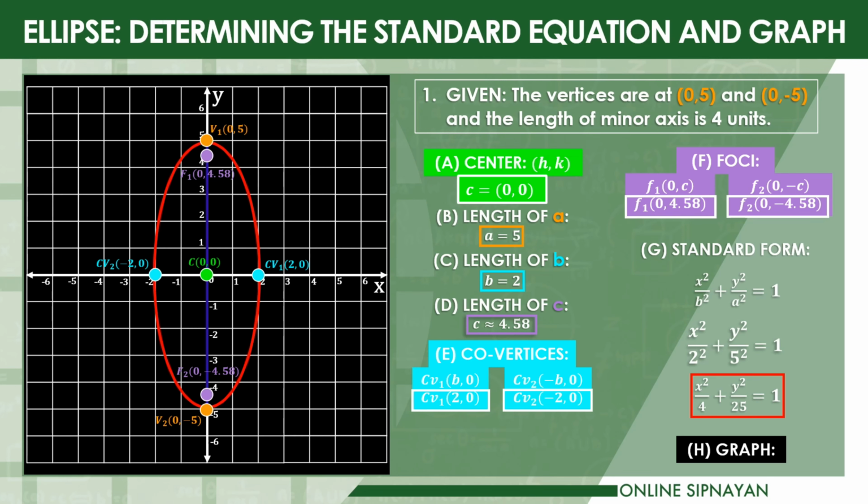So, since the graph of the ellipse is vertical and the center is at the origin, you may see the summary table, case number 2. We'll have the major axis at x is equal to 0 and the minor axis at y is equal to 0. And don't forget to name or label the graph by its standard form equation, which is x squared over 4 plus y squared over 25 is equal to 1. And that is the graph of this example.